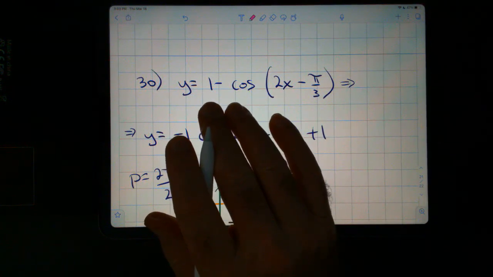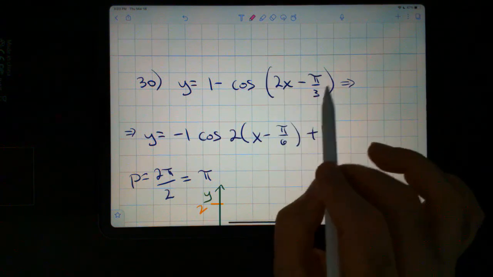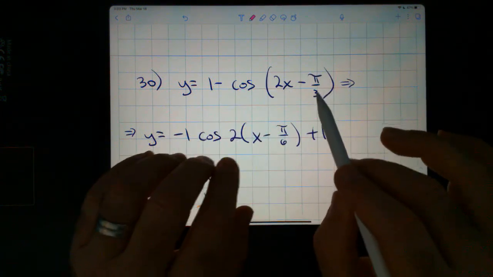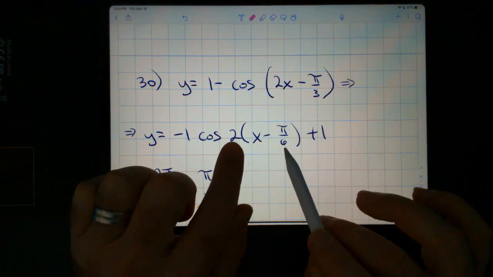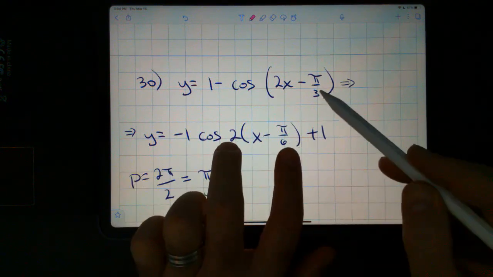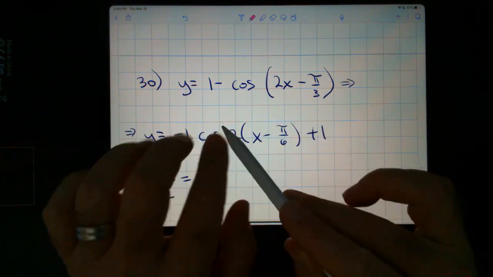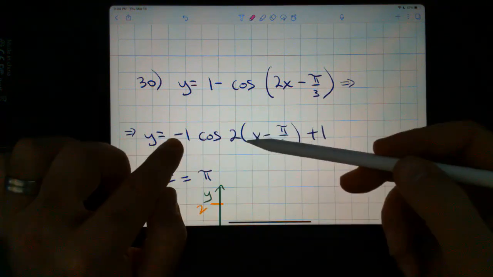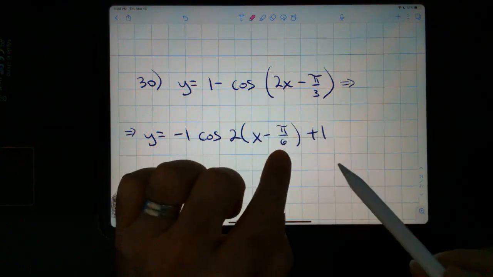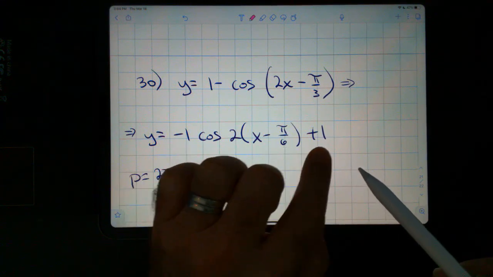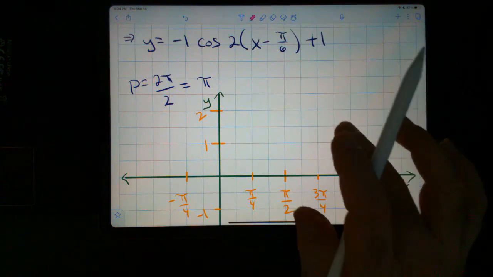So number 30, we have y is equal to 1 minus cosine of 2x minus pi over 3. I prefer to change this to looking like this. Factor the 2 out. 2 times pi over 6 is pi over 3. And then I'll be adding 1 at the end. So what this graph is going to do is reflect it about the x-axis because of the negative. It's going to shift it to the right pi over 6 units, and it's going to shift the entire graph up 1 unit.